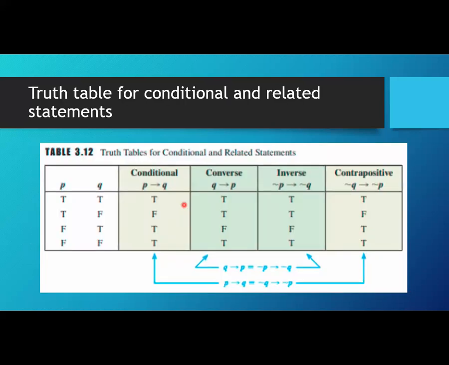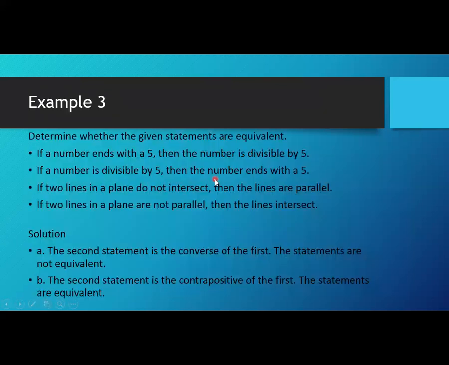Okay, next, truth table for the conditional and related statements. The related statement of the conditional that is equivalent is the contrapositive. So the conditional and the contrapositive are equivalent statements. The converse and the inverse are also equivalent statements. So let us see an example.